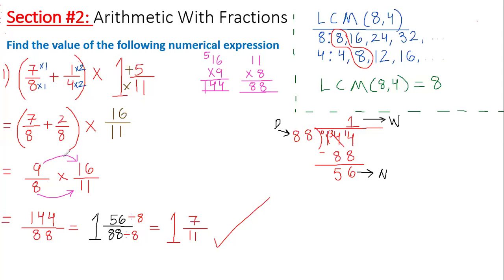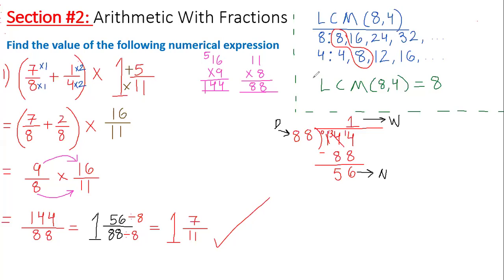Class, what is 9 times 16? That's going to give us what? 144. 144, very good. And then 8 times 11 gives us what? 88. So our answer is 144 over 88. Once you reach here, you are basically almost done. The only thing you need to do is convert this improper fraction into a mixed number. And we're going to do that by dividing.